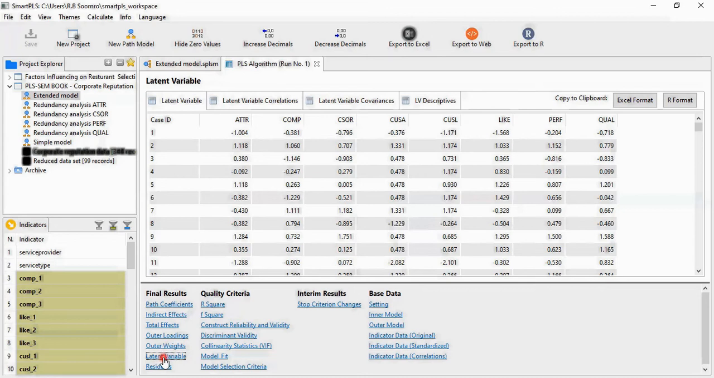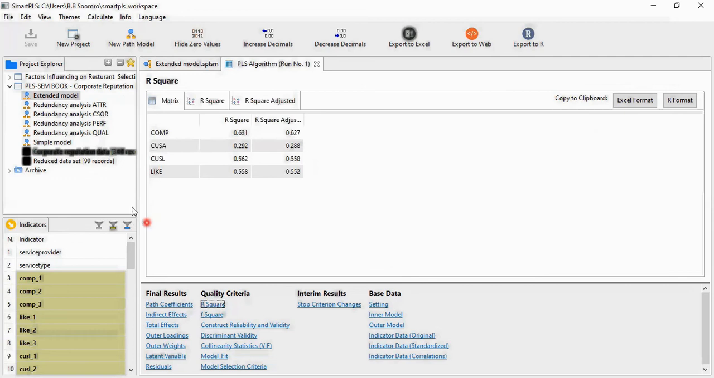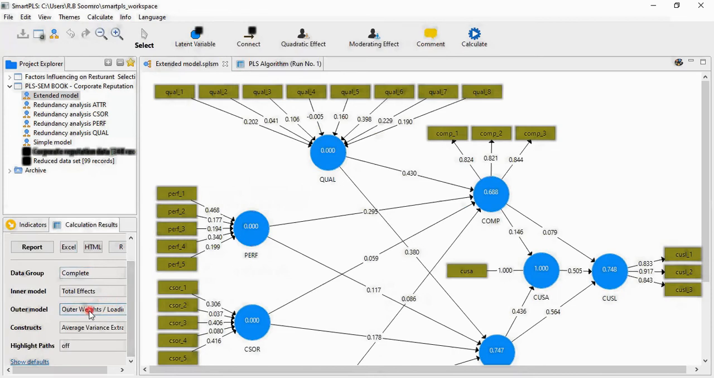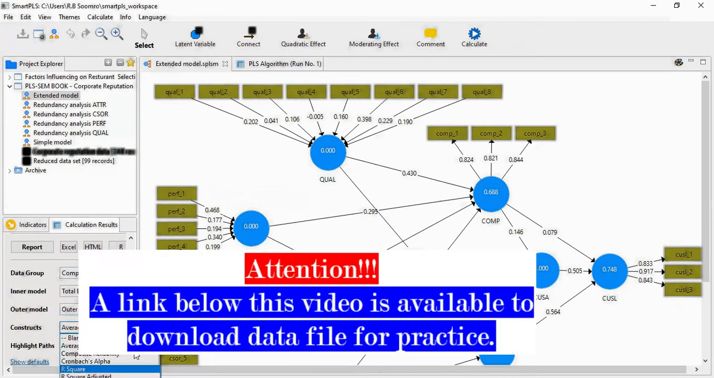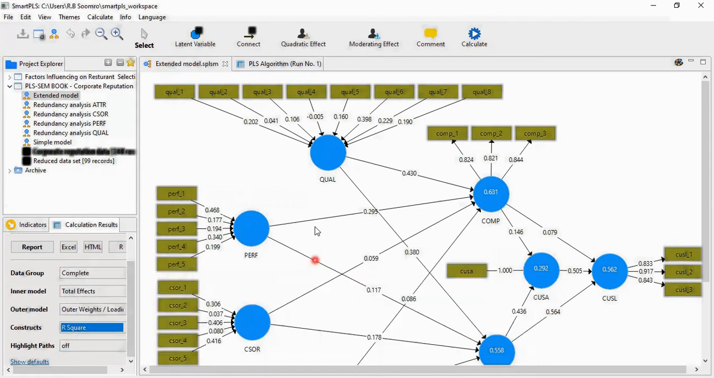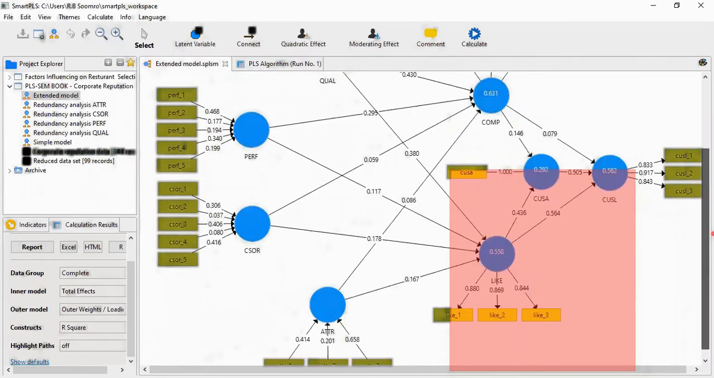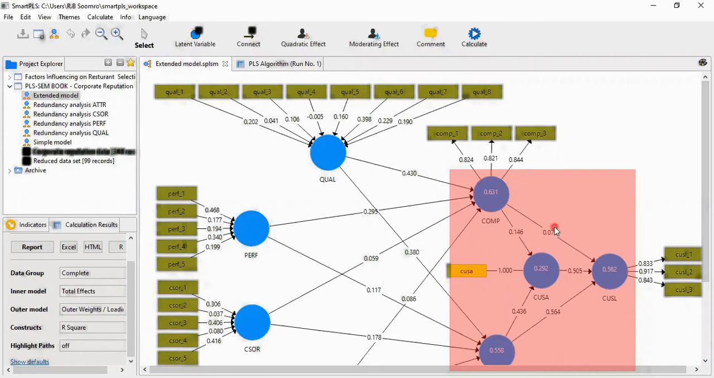So let's check our R-square. To check R-square, we have to go into the quality criteria. If you click R-square, you will find it. Alternatively, you can also find R-square from here, and from here as well. Okay, AVE, here is R-square. If you click it, you will find the R-square. Now, you will find R-square only on the dependent variables, not on the independent variables. So there are 4 independent variables in this model, and the rest are our dependent variables. So the values of R-square you are finding are on the dependent variables.